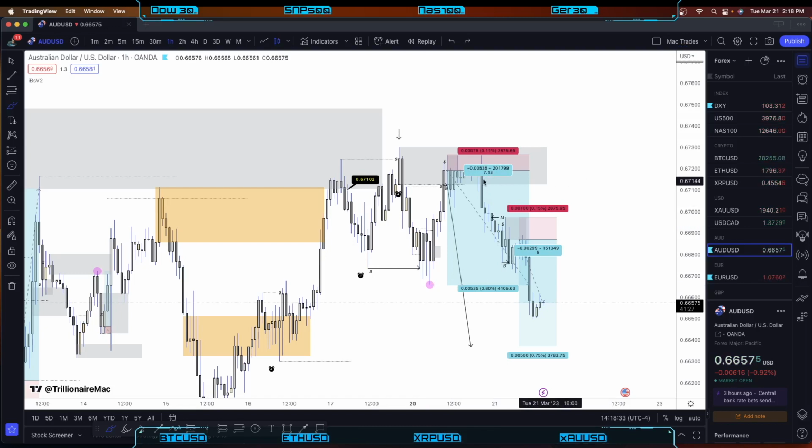And if you are part of the mentorship program, we actually had a webinar right here within this area, and we actually watched price whip to the upside, almost hit stop loss, and then we watched the price actually push to the downside.